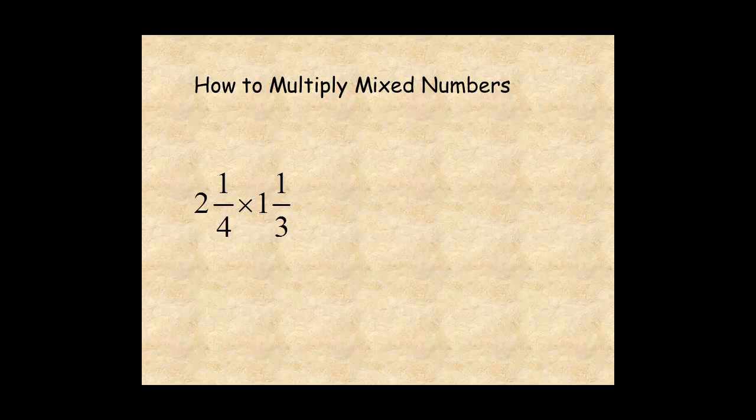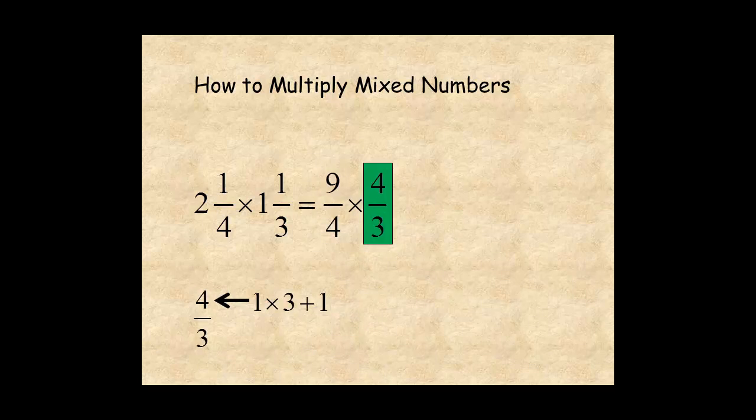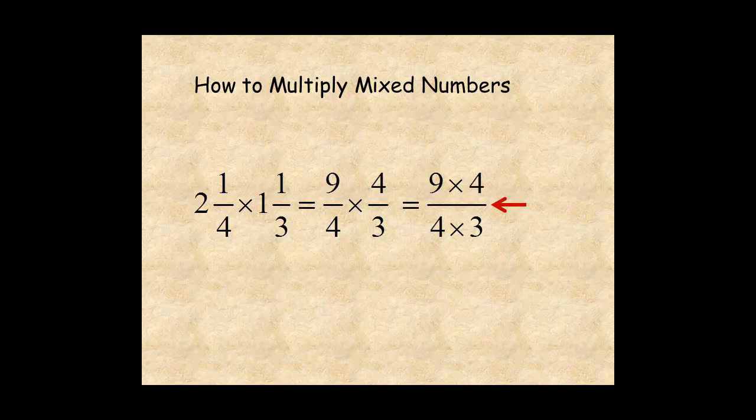Here's another example. To multiply 2 1/4 times 1 1/3, 2 1/4 is rewritten as 9/4, and 1 1/3 is rewritten as 4/3. Then multiply the numerators and denominators. 9 times 4 over 4 times 3 for 36 over 12, which reduces to 3.